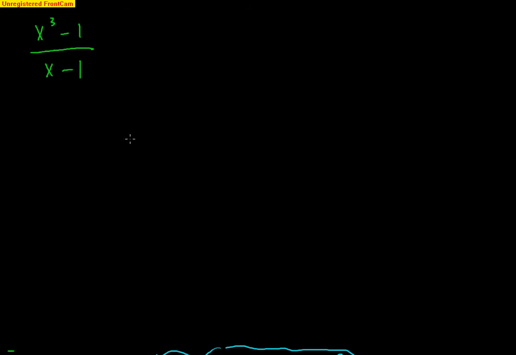So let's see here. First off, I'm going to make my division bar. Inside, I'm going to put x cubed. Now, because I didn't have any x squareds, I need to put a 0x squared in that spot. I've got to have every power covered. There's also no x's, so I'm going to put a 0x in its spot. And then finally, take that back. That should be a minus 1. I almost put a plus 1 there. So minus 1. On the outside is going to go my divisor, x minus 1.